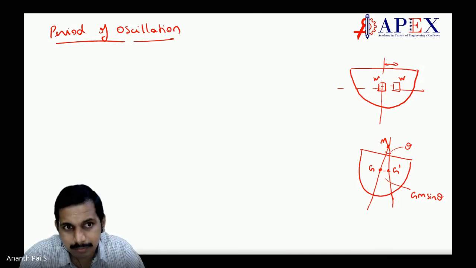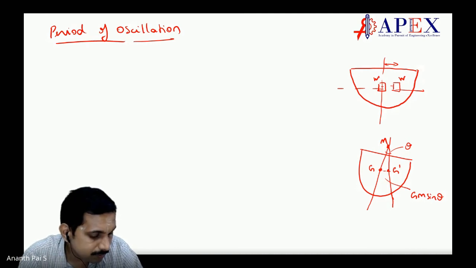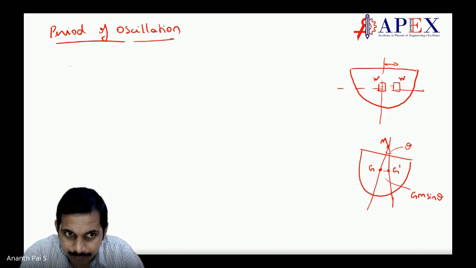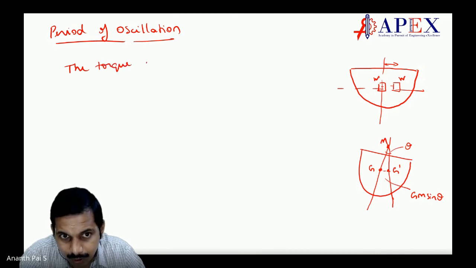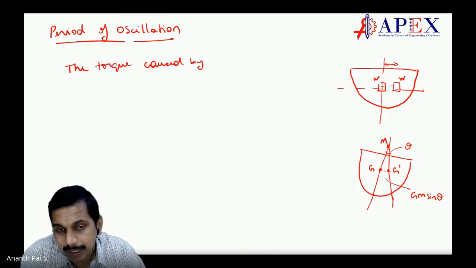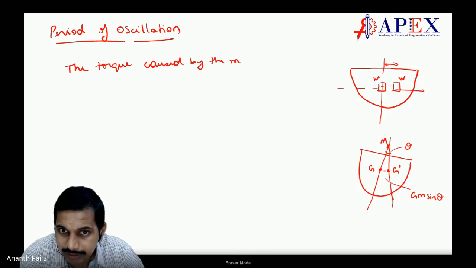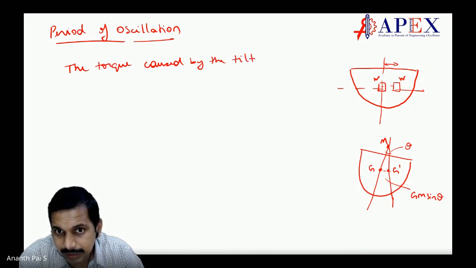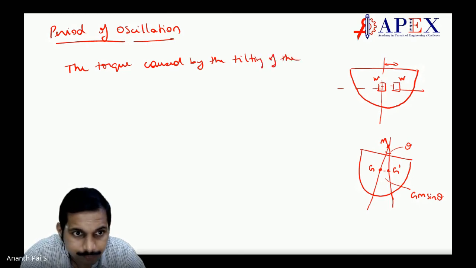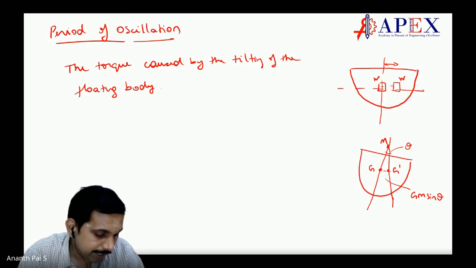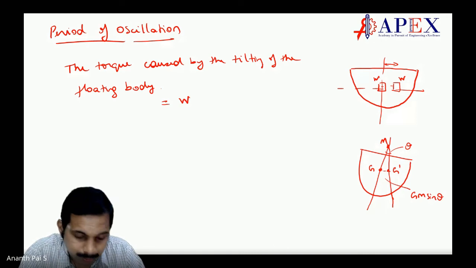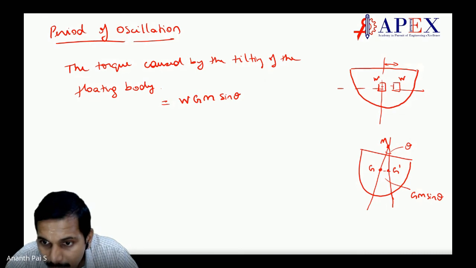Now the torque, because of the displacement of the buoyancy force, the torque caused by the tilting of the floating body, I can take it as equal to W into GM sine theta. That is the torque which is caused, correct?